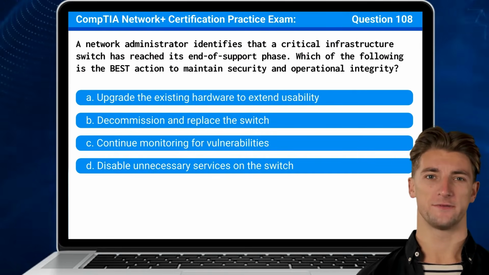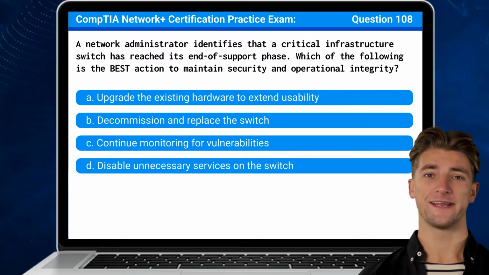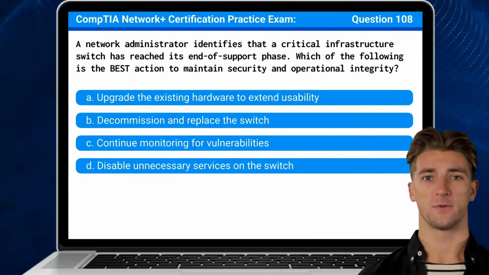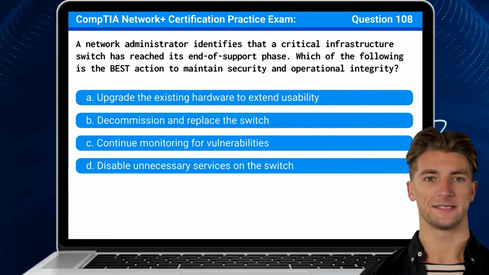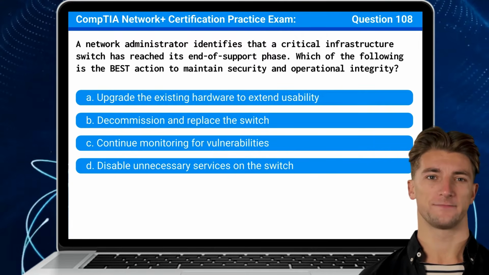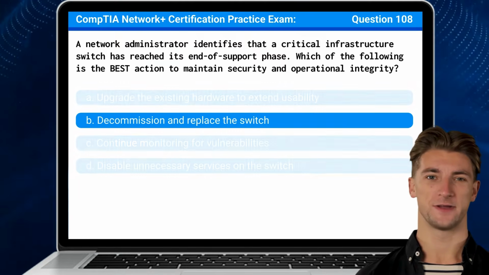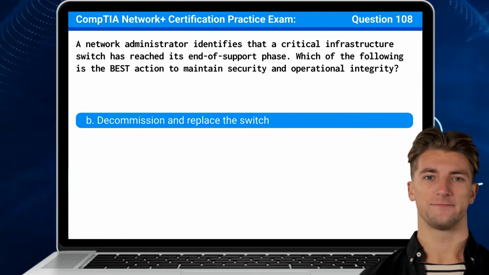Question 108. A network administrator identifies that a critical infrastructure switch has reached its end-of-support phase. Which of the following is the best action to maintain security and operational integrity? The answer is B. Decommission and replace the switch.